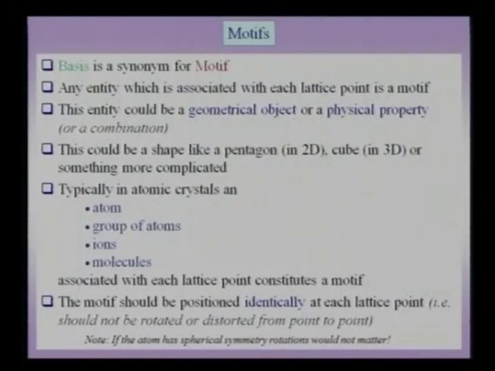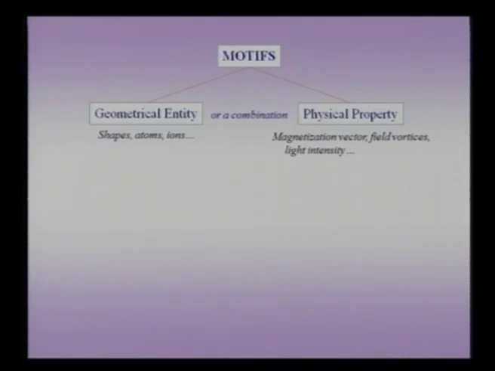An important point about the positioning of the motif with respect to the lattice points we considered was that it has to be positioned identically with respect to each lattice point. We are not allowed to rotate, distort, or in any way tamper with the motif we are placing at each lattice point. Of course, if the object has a certain kind of symmetry, those symmetrical rotations would be irrelevant. So to summarize the important point of a motif, it could be a geometrical entity or a physical property, and a typical physical property could be a magnetization vector, and you could have cases wherein the motif is actually a combination of a geometrical entity and a physical property.